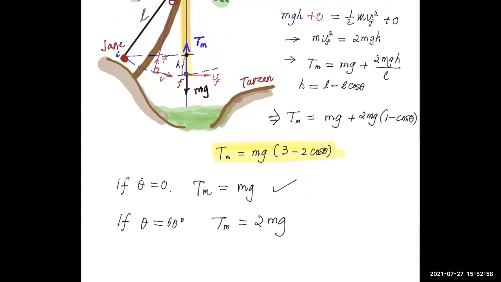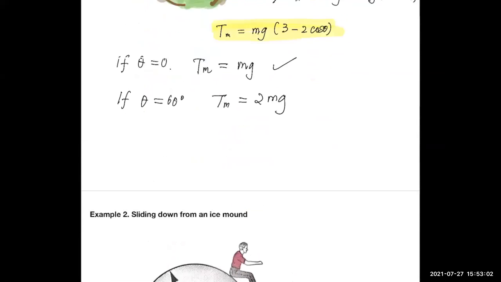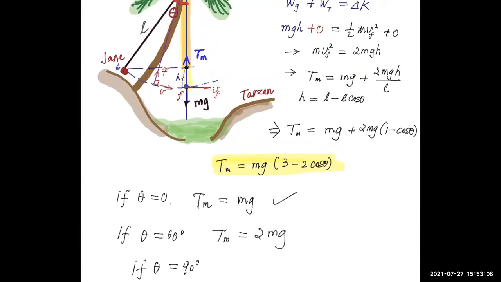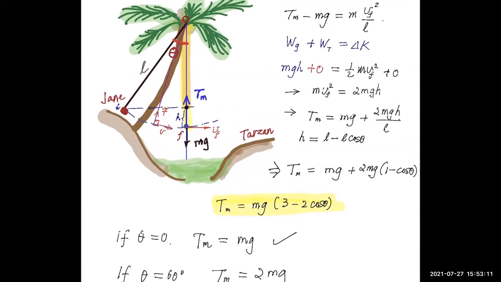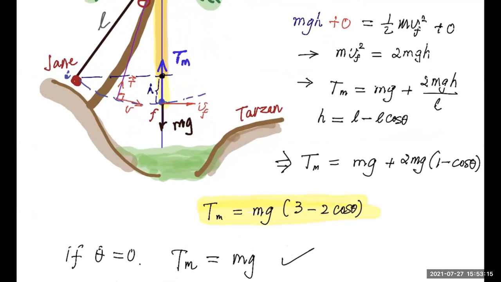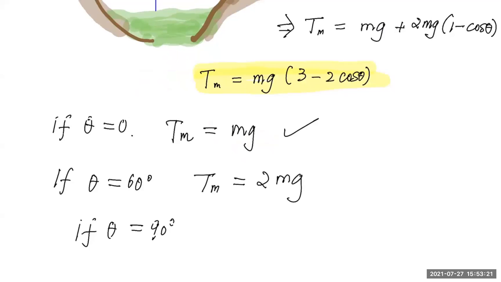Even more interesting, let's look at the case when theta equals 90 degrees. Okay, when theta equals 90 degrees, you start with a horizontal string, a horizontal vine, right? Then when you reach the bottom, what kind of tension would you need? It's even greater, right? But how much is it? Well, look at that. Cosine 90 degrees, that's 0. So you get 3mg. Wow. The vine needs to provide 3 times her body weight in that case. It's amazing.